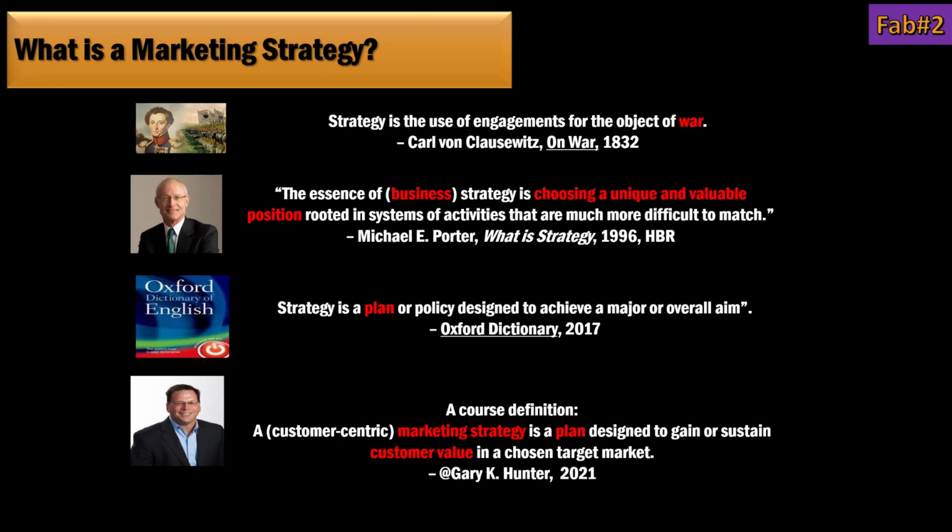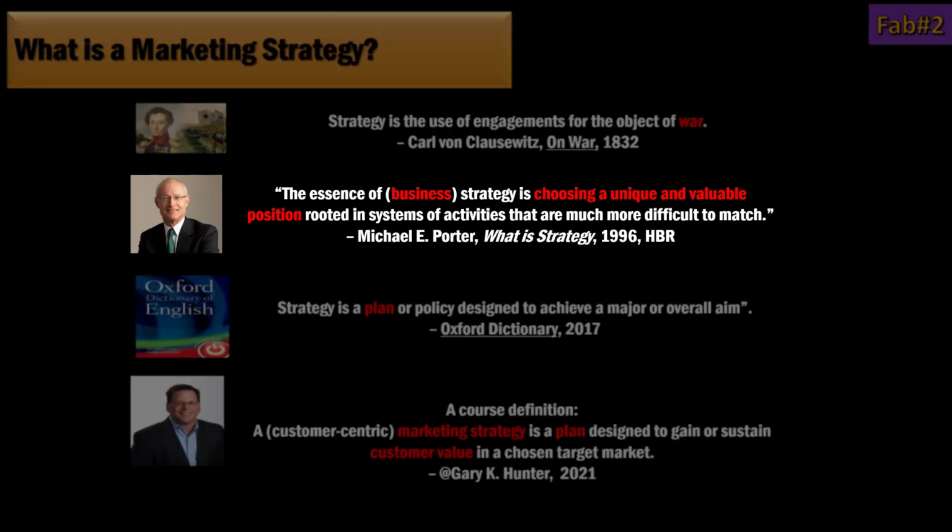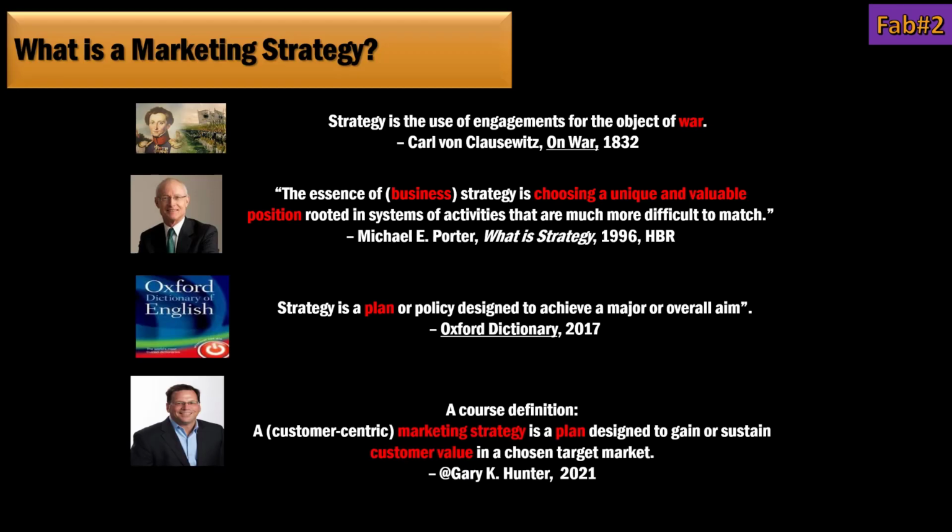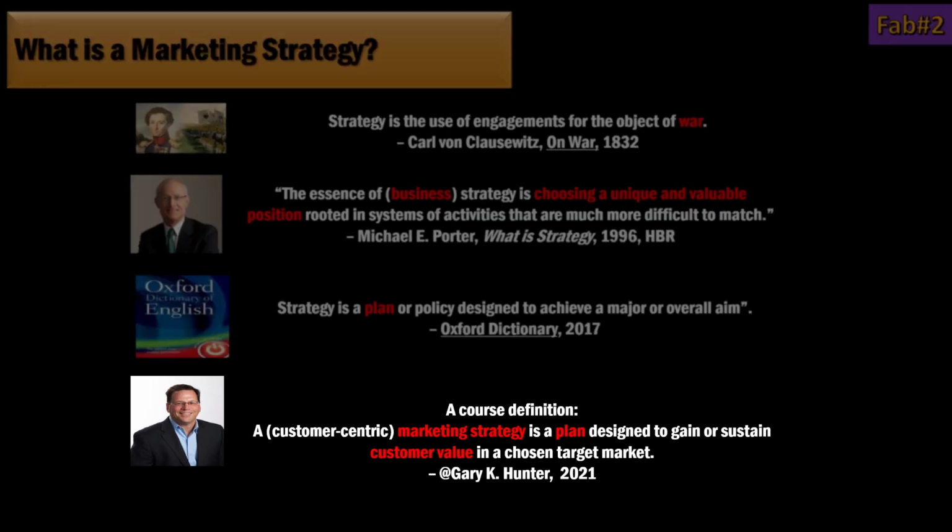And then it, of course, evolved and was picked up by some of the top business scholars of all times. Michael Porter's view on the essence of business strategy is choosing a unique and valuable position rooted in systems of activities that are much more difficult to match. So the idea of trying to come up with a plan, that's a strategy. A plan in Oxford Dictionary terms is that. A plan that's going to make you unique and put you in a position in your markets that is of value to a target market or to some different customers. So customer-centric is the way I would describe it.